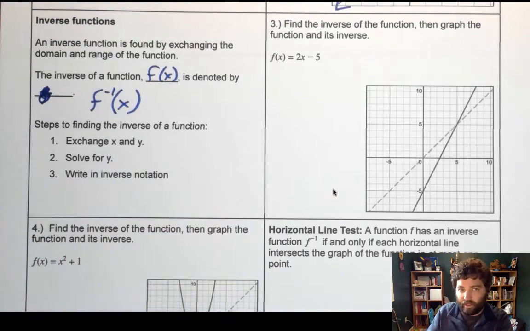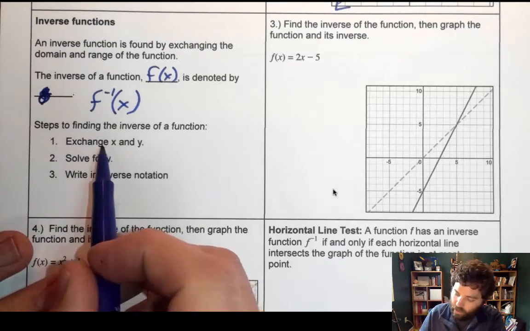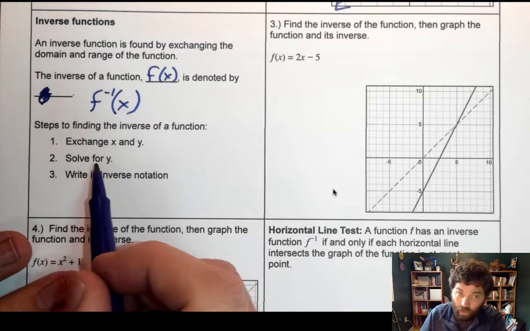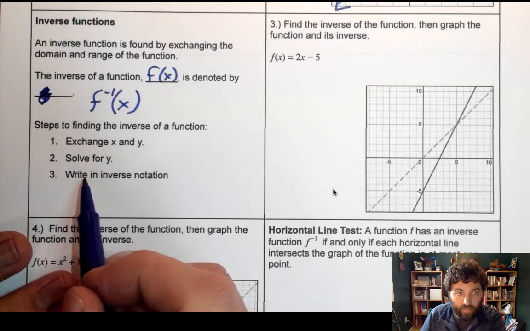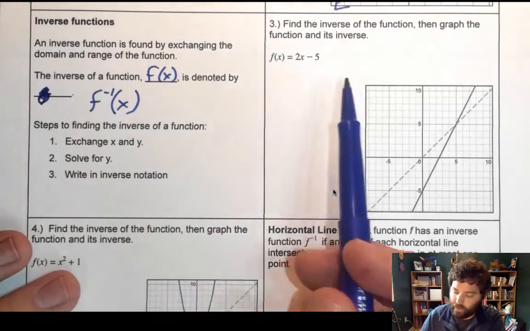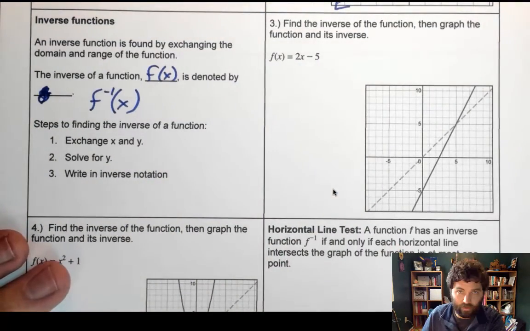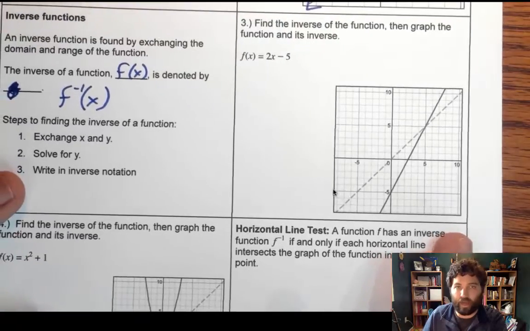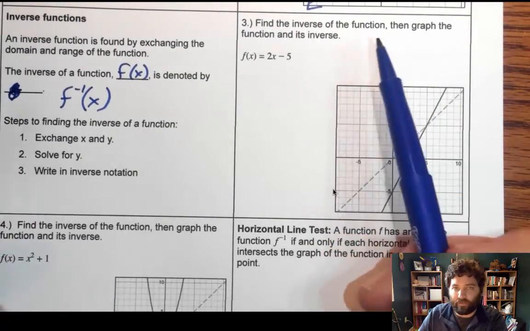The steps for finding the inverse of a function are: you exchange x and y, you solve for the new y, and then write it in inverse notation. And I think these steps are easiest to see if you actually do an example. So let's do that. Find the inverse of the function, then graph the function and its inverse.